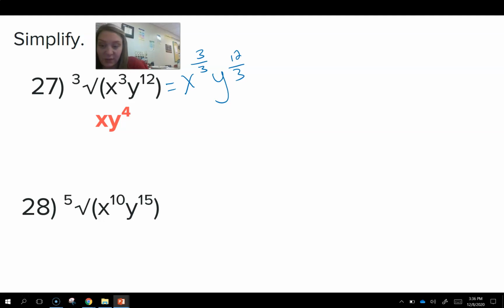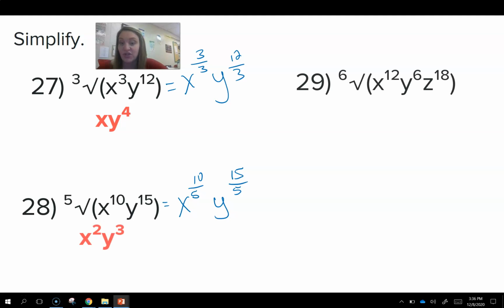All right, 28. We have the fifth root of x to the 10th and y to the 15th. So I'm going to take x to the 10th and y to the 15th, and we're going to divide both of those by the root of 5. So this will simplify to x to a power of 2 and y to a power of 3.